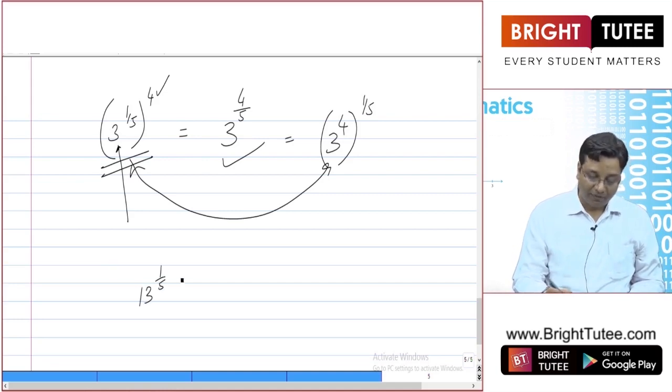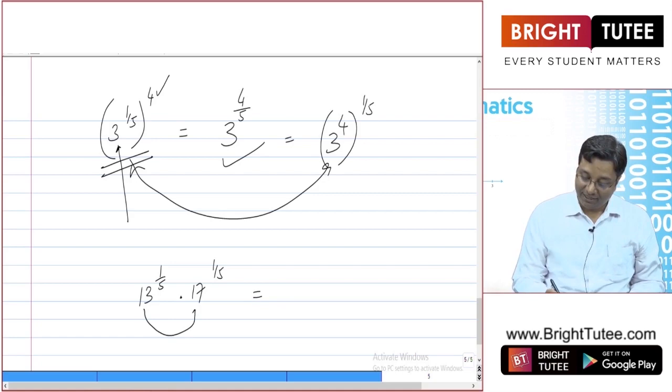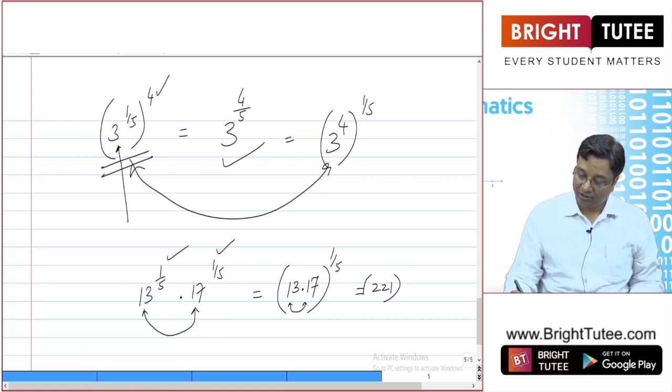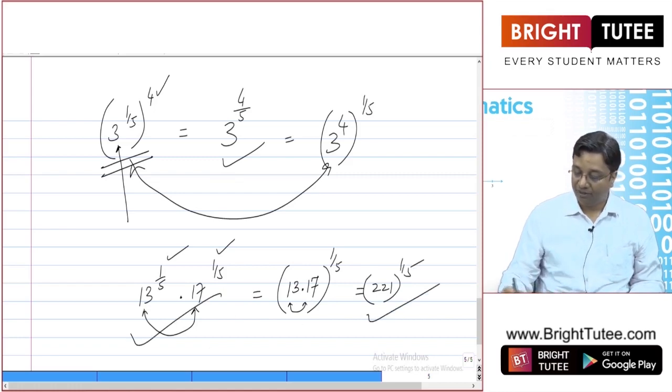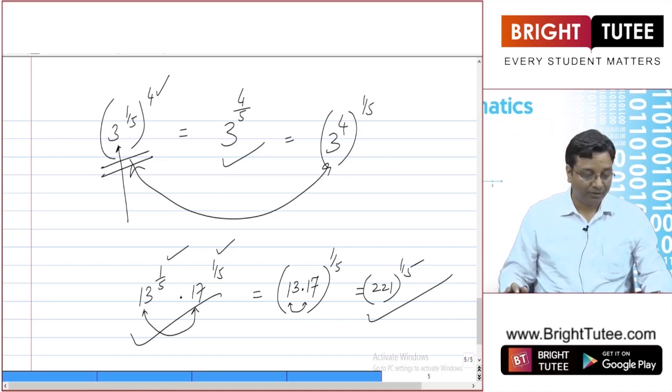Let us take one more question. 13 raised to power 1 by 5 into 17 raised to power 1 by 5. The laws of exponents will be valid in this case also. The base is different but the power is the same. So what we can do is write it as 13 into 17 raised to power 1 by 5, right? Collectively, then you can multiply these two, which is 51 plus 170, which is 221, raised to power 1 by 5. So this can be simplified like this, 221 raised to 1 by 5.